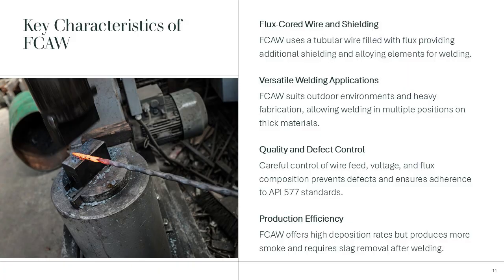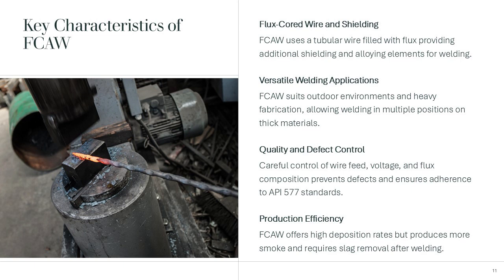FCAW is similar to GMAW but uses a tubular wire filled with flux, which provides additional shielding and alloying elements. It can be self-shielded or gas-shielded, making it suitable for outdoor applications where wind may disrupt gas shielding. FCAW offers high deposition rates and is commonly used in heavy fabrication, shipbuilding, and structural steel work. It handles thicker materials effectively and allows welding in various positions.